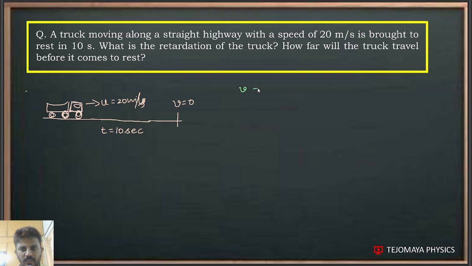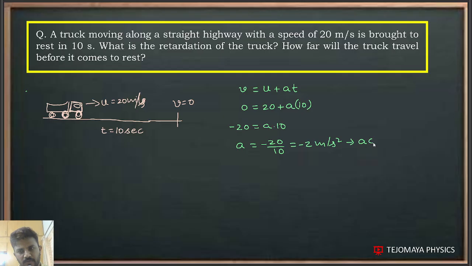So we have the equations of motion: v is equal to u plus at, v square is equal to u square plus 2as, s is equal to ut plus half at square. You can use them. Here the final velocity is given, that is 0. Initial velocity is 20, plus the acceleration we need to find out. t is 10 seconds. So 20 will come to this side: minus 20 is equal to a into 10. So a is equal to minus 20 by 10, that is equal to minus 2 meter per second square. This is the acceleration.